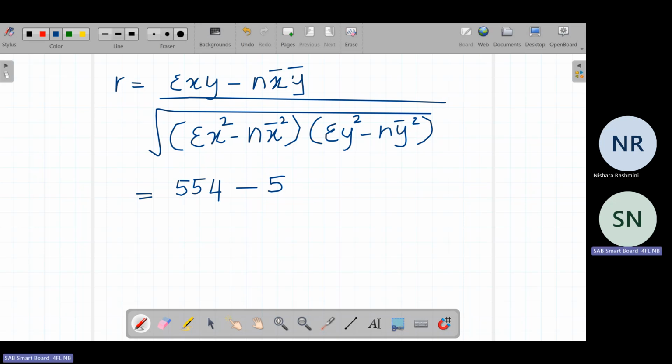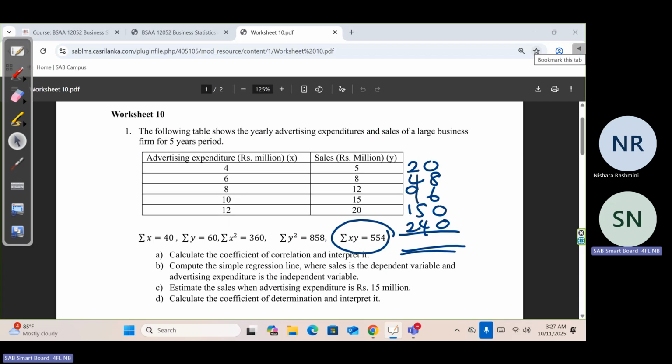Understood? Then into x bar. What's the meaning of the x bar? Tell me, what is the x bar? Average value of the x. Mean of the x values. Mean. Okay, then here, in this one, what is the x? Advertising expenditure.